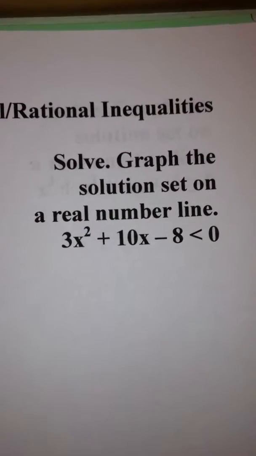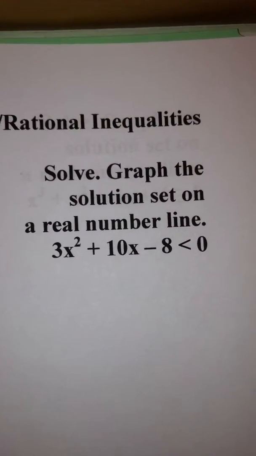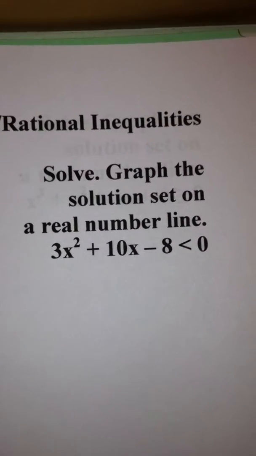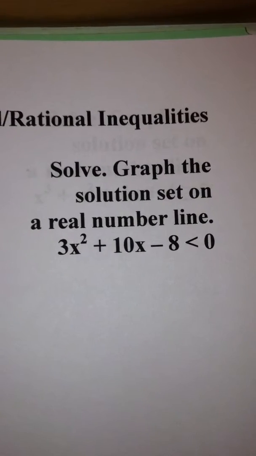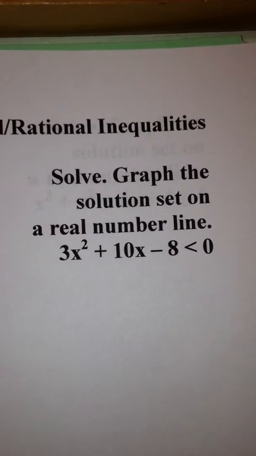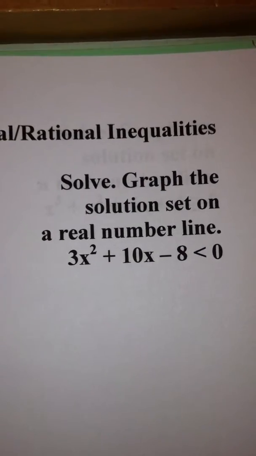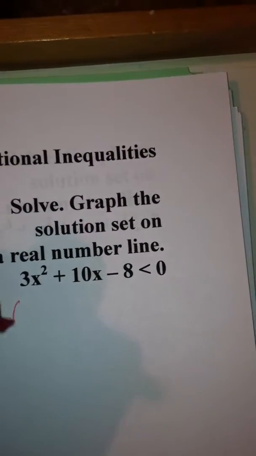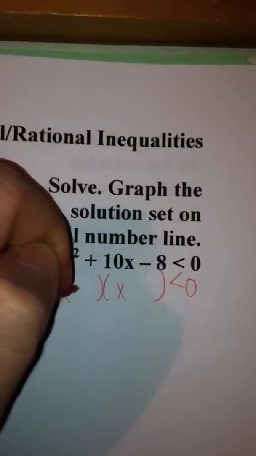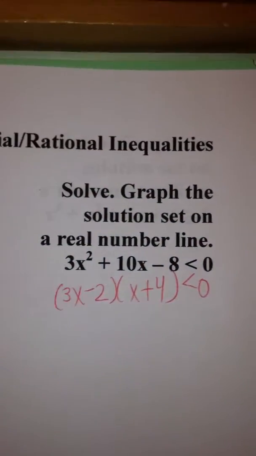In this video, we will discuss how to solve a polynomial inequality. Before solving and graphing, you need to make sure your polynomial has everything on one side and zeros on the other side. We're good to go here, so now we can just factor this polynomial. So we have (3x - 2)(x + 4) < 0.